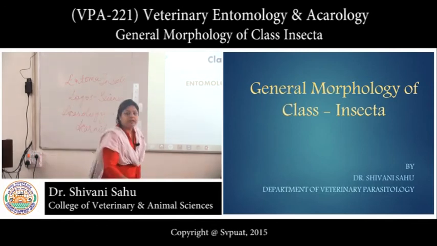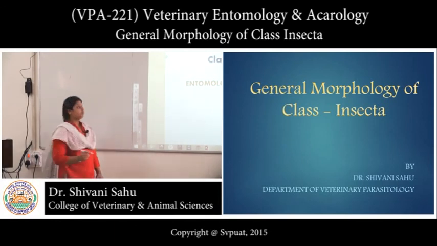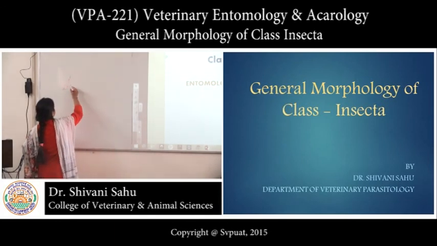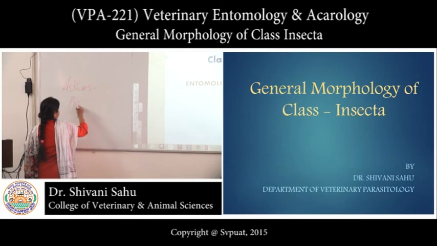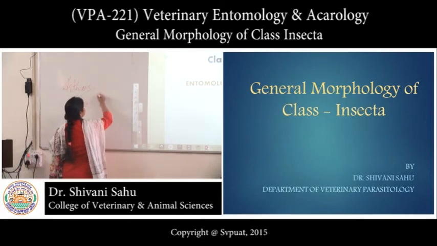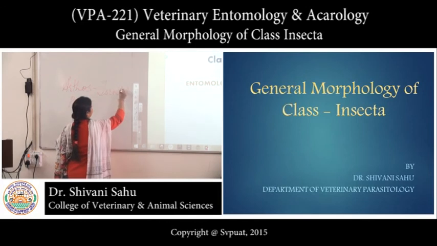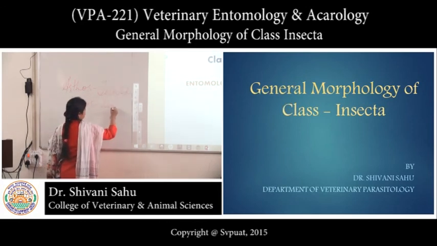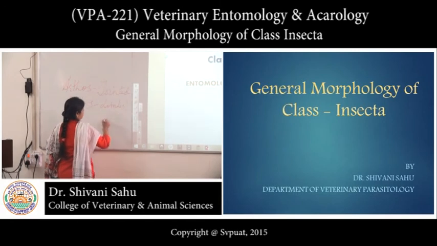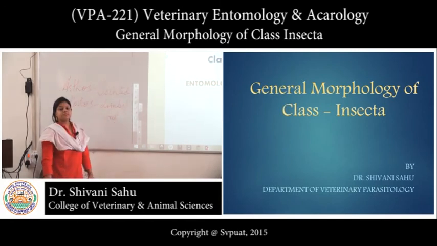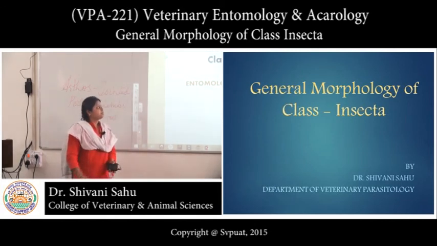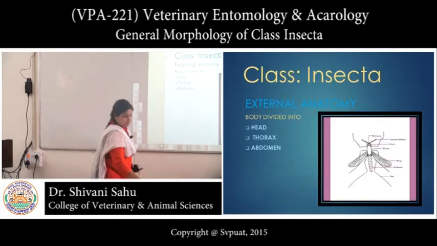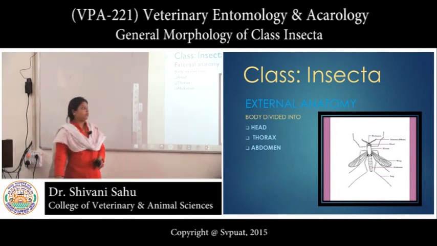This comes under the phylum Arthropoda, which is also a Greek word made up of two words, arthros and podos. Arthros means jointed and podos means limbs or foot. So these are organisms having jointed limbs. So today we'll start with the lecture General Morphology of class Insecta. First we'll begin with the external morphology.